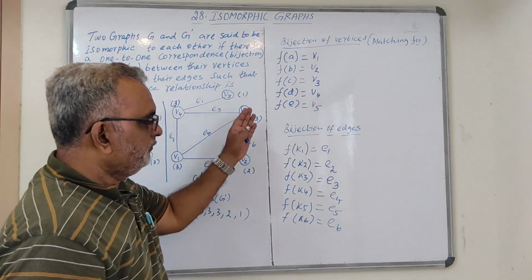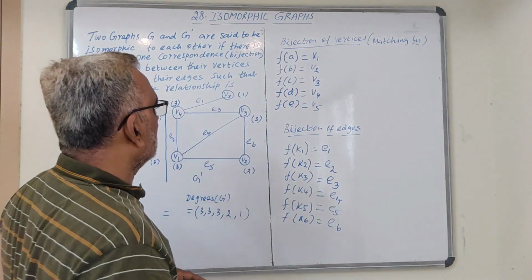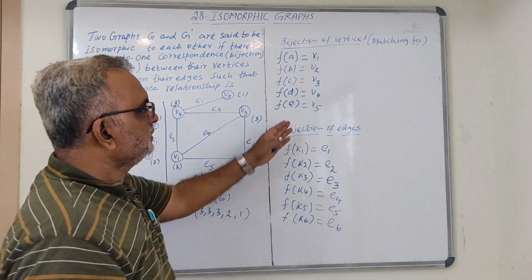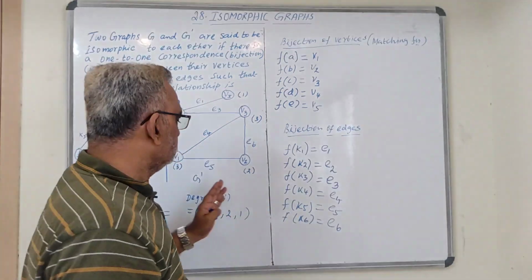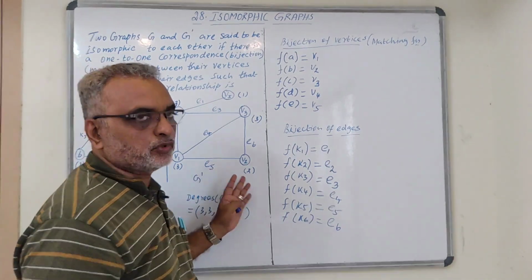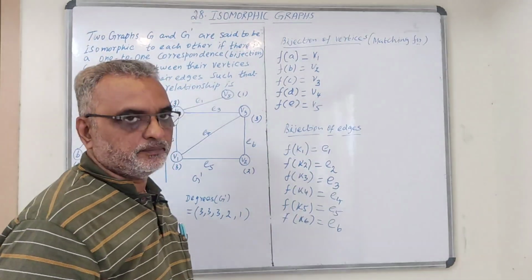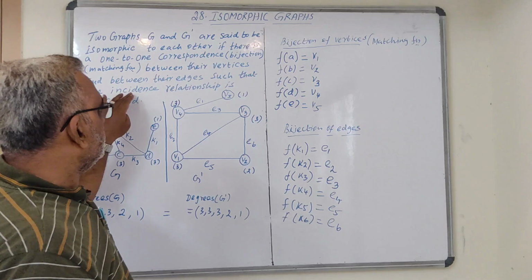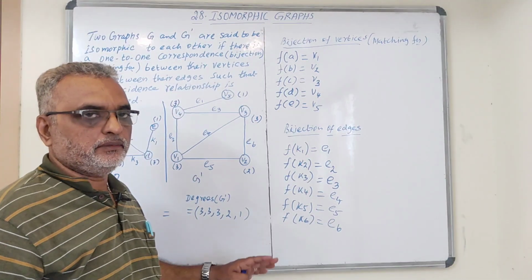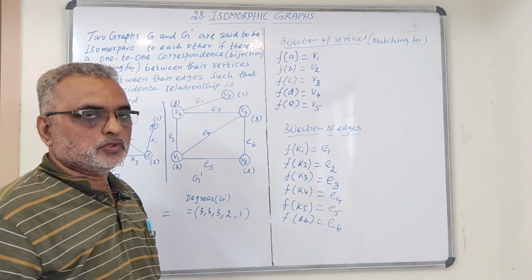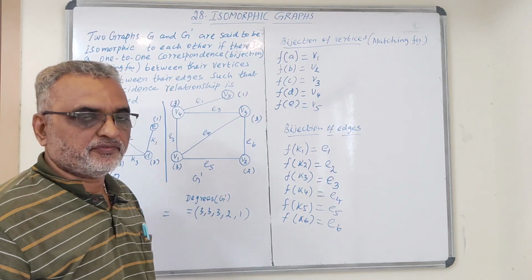And similarly, we have compared the vertices of both the graphs. Again, both are same. Similarly, we have also compared the edges of both the graphs. Again, all are same. As well as the incident relationship is preserved in both the cases. Hence, it is an isomorphic graph.